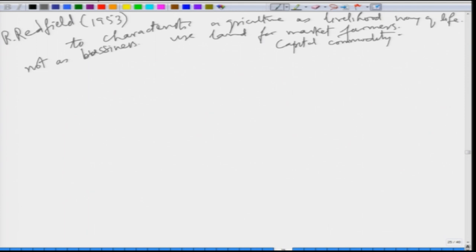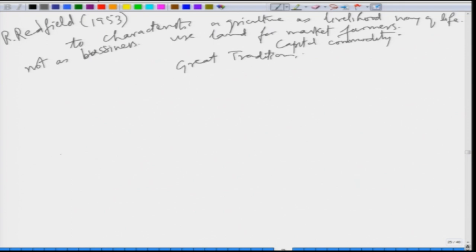So, the capital commodity becomes an important issue, and we also see that they have a linkage with a specific segment. They are in relation with the great tradition also. So, we have the linkage of the peasants with the great tradition in a specific sense, but what is more important is Redfield's understanding, where he focused on how peasantry are to be seen as distinguished categories. Peasantry are seen as people who do agriculture as a way of life.